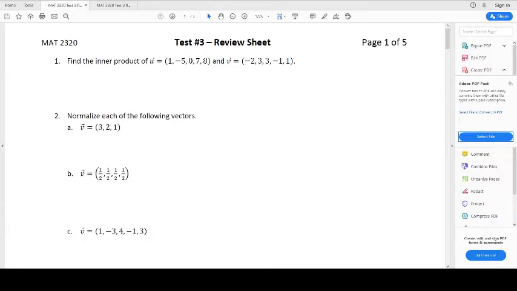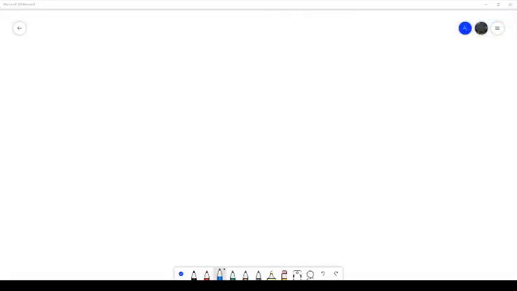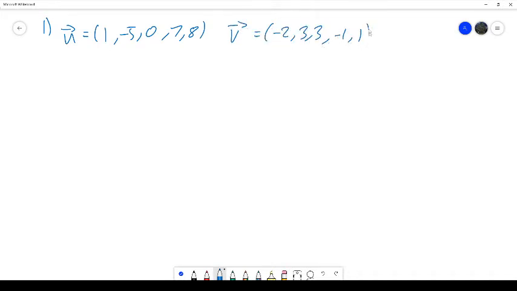Okay, so number one on the review sheet here, we have find the inner product of these two vectors. So this is number one, we have u: 1, negative 5, 0, 7, 8, and v: negative 2, 3, 3, negative 1, and 1. And we want to take their dot product, or their inner product. So that just means multiplying all the corresponding entries and adding them all up. We want to remember we get a number at the end of this, not another vector.